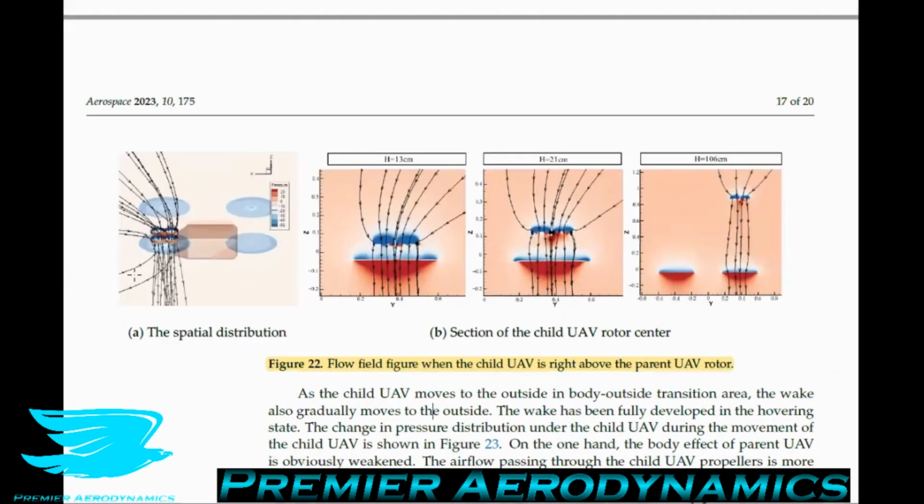So in figure 22, we see the flow field when the child UAV is right above the parent UAV rotors. So this is where you have the child UAV now, and it's like throwing air into one of the parent UAV rotors. When the child UAV is above the rotor of the parent UAV, the airflow accelerated by the child UAV rotor passes through the rotor of the parent UAV, which changes the pressure distribution of the parent UAV rotor and reduces the lift of this rotor, as can be seen in figure 22. So that's not good. Obviously, the reduction in lift on this rotor will result in an imbalance of the force of the UAV, which could destabilize it.